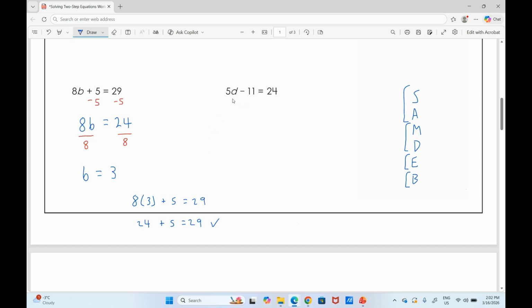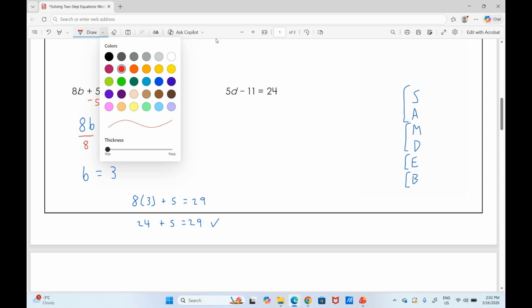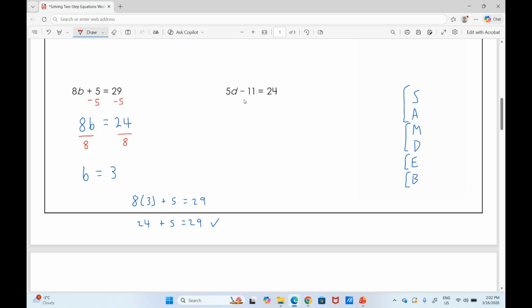Now, for my last example here, I've got 5d minus 11 equals 24. In this case, I want to apply SAMDEB and undo the subtraction first. So I'm going to do it by adding 11 to it. By adding positive 11 to negative 11, I cancel that out. So now all I'm left with on the left side is just 5d. Now on the right side, I have to compute 24 plus 11. That's going to be 35. So now I have 5d equals 35.